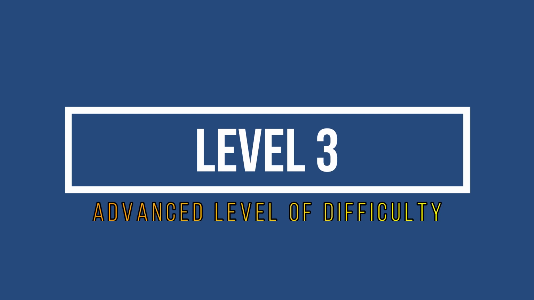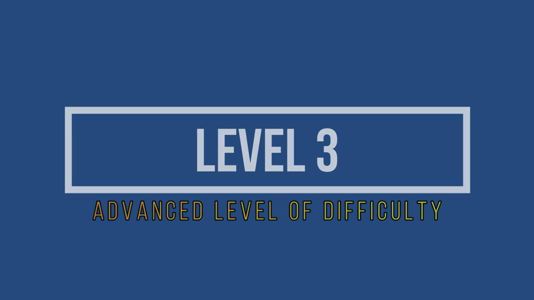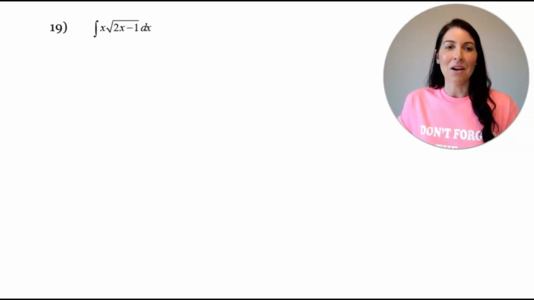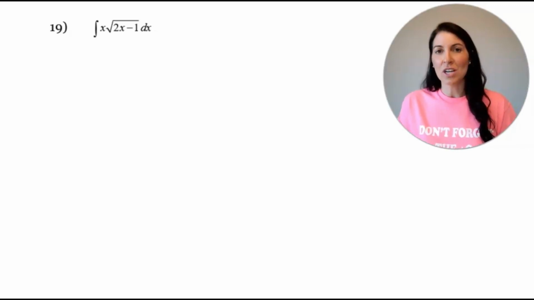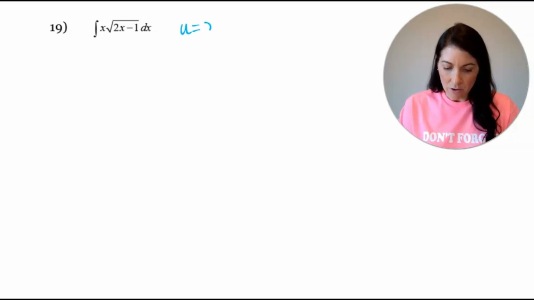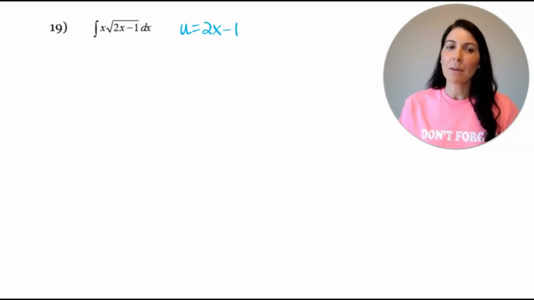All right, we have gotten to the moment that I've been waiting for, the level 3 questions. I have 2 questions, and I say that they are level 3. In this problem, we're looking at the integral of x times the square root of 2x minus 1 dx. Now, one of our integral strategies with u-substitution is to make what is underneath the square root our value of u. And that's what I'm going to do for this one.